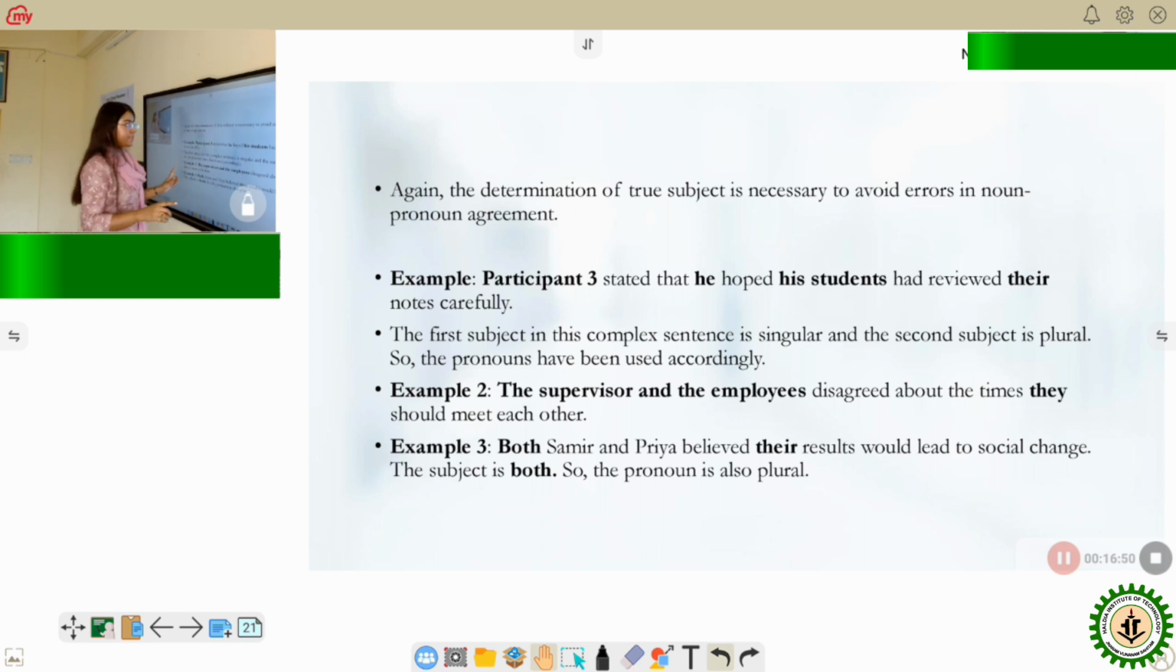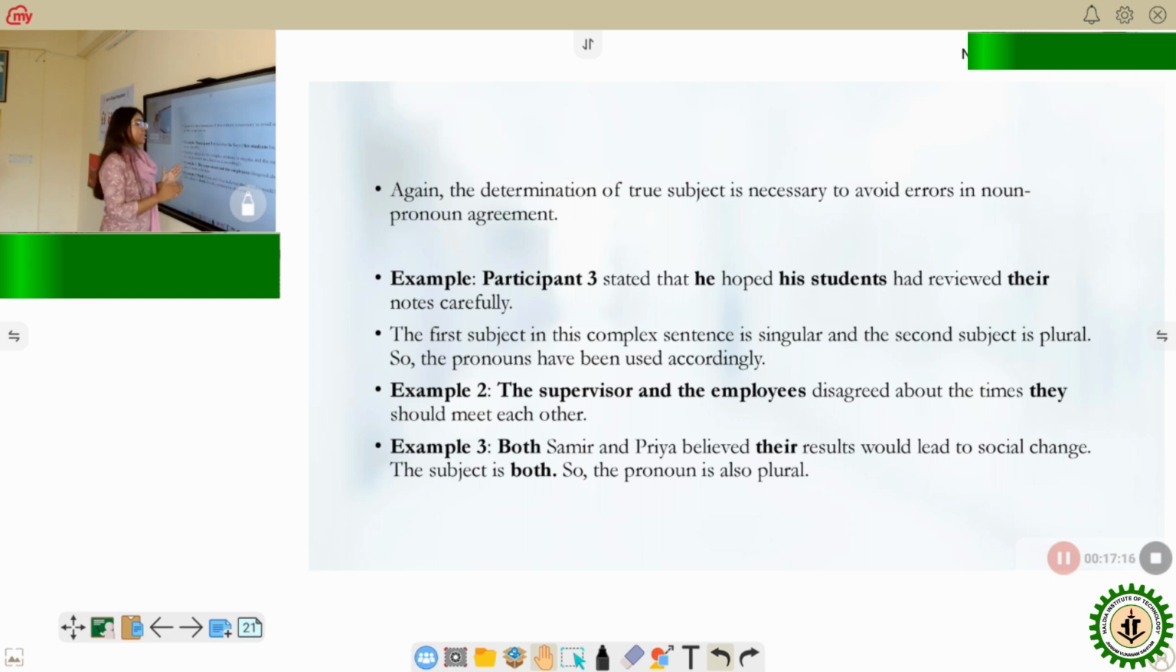So, this is a complex sentence. The first noun is singular, so the first pronoun is also singular: participant 3 and he. In case of the second subject, the second subject is plural. His students had reviewed their notes carefully. So, singular noun, singular pronoun, plural noun and plural pronoun.